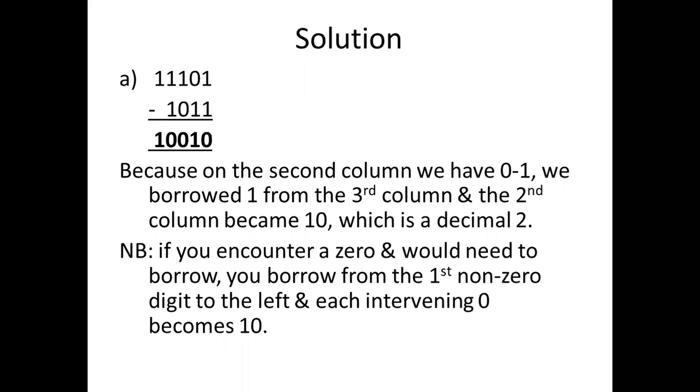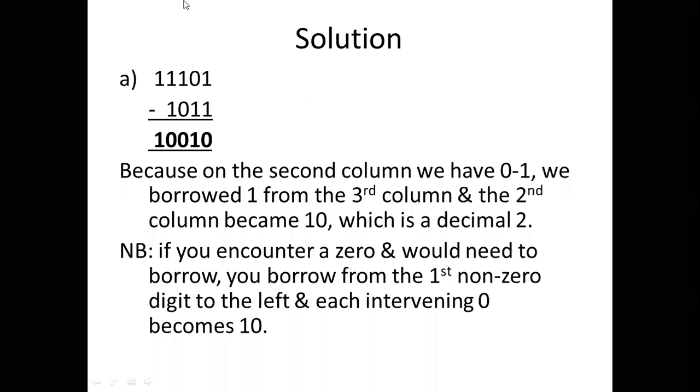Now let's start with the first one. We are asked to find 11101 minus 1011. Right? 1 minus 1, that will give you a 0. 0 minus 1, you would need to carry. So you will carry from this one. This becomes a 0. That one becomes a 0. And that one becomes a 2. All right. So this one becomes a 0. And this becomes a 2.